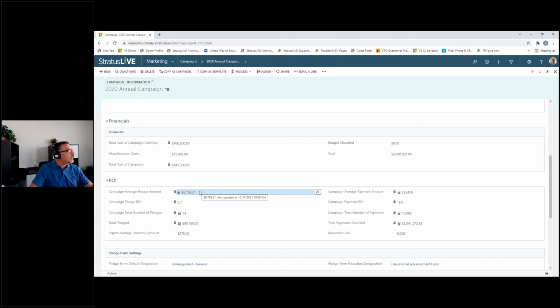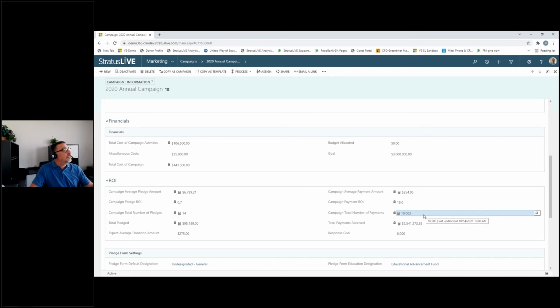But since this was more of a gift-based one, I can really look over here at our payment information. So my average was 254. I missed the mark a little bit from the total donation, so I was a little bit low on that. My ROI is pretty good because we did bring in $2.5 million with this.